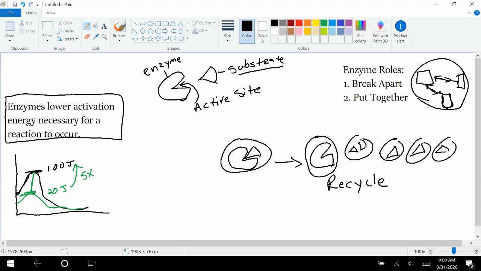Okay. But again, why do I need them so much? Right back here, because we're going to lower the energy that we need. We're going to break things apart. We're going to put things together. We're going to build things for the body. We're going to break down food. And we're going to do all of it while lowering the energy. And this is why enzymes are so important because they do so many things inside of our body.